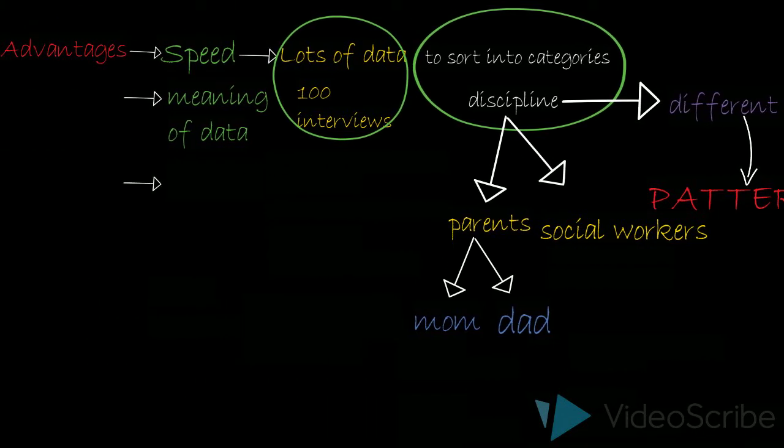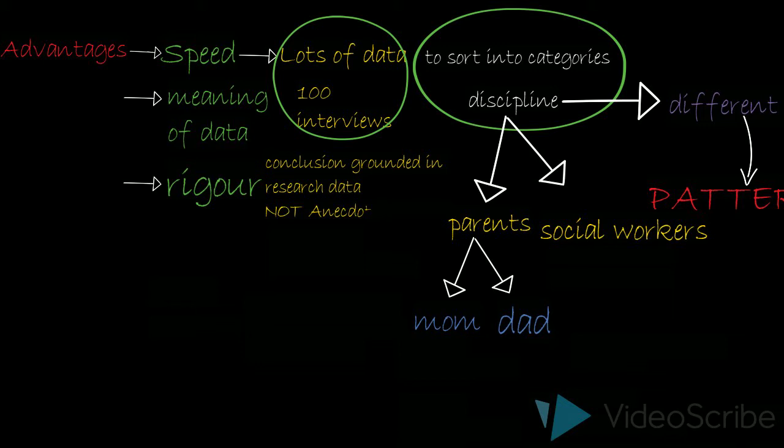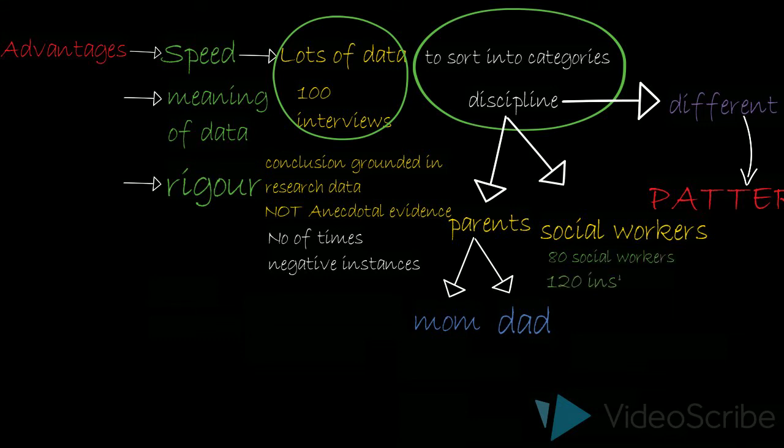Another advantage is that it will help you demonstrate rigor in your research. You will be able to prove that your conclusion is grounded in all of your data and not just anecdotal evidence. You can do this by writing down in your research reports things like the number of times something occurs or the number of times you found negative instances of the same category. For example, you can say that 80 social workers in 120 instances talked about positive discipline measures. And then you can select good typical examples so that you can quote in your research.